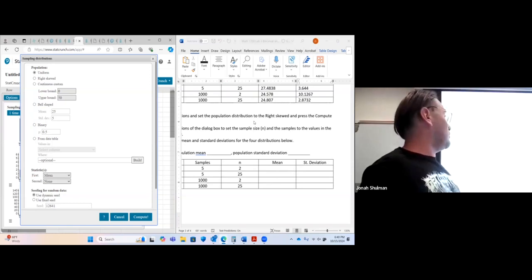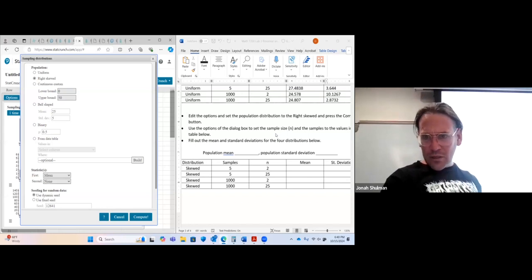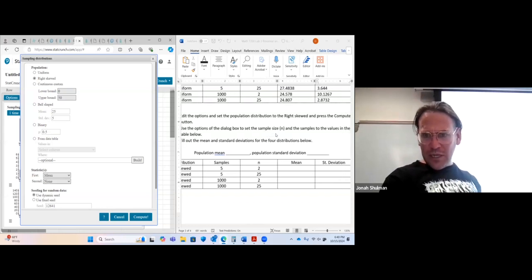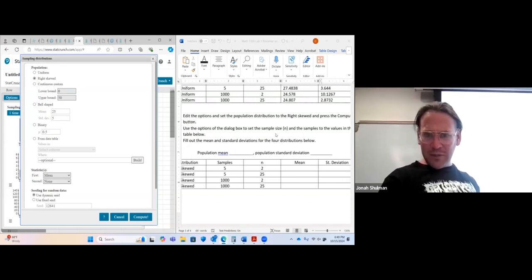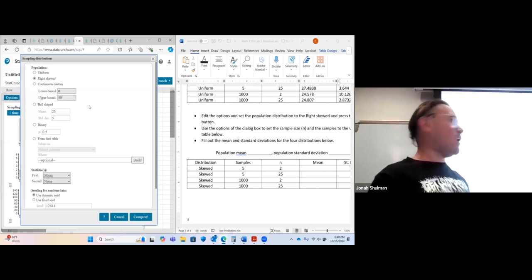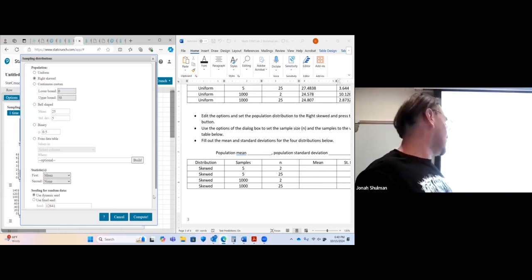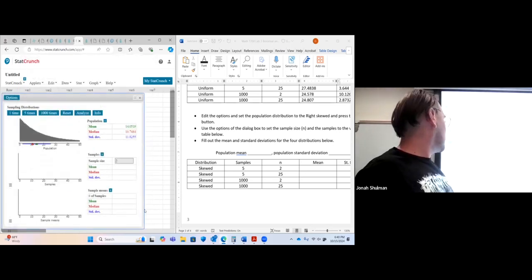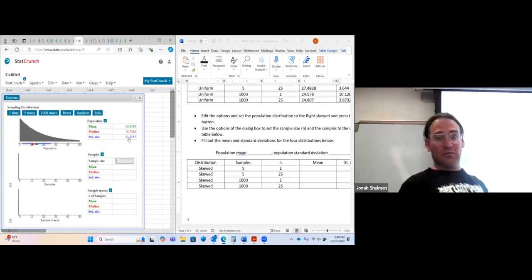Now we're going to what? It was uniform, but now we're going right skewed. Boom. Did we change anything else? Use the options and set the sample size below. Oh, no, that's it. So all you have to do is go to options, click right skewed, click compute. And we have to start with our mean and standard deviation and then do the same process.